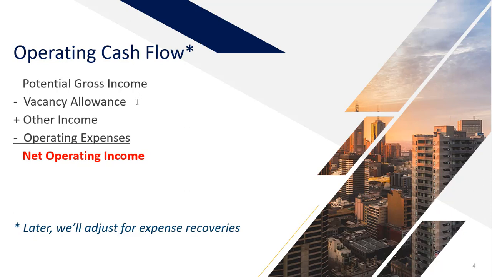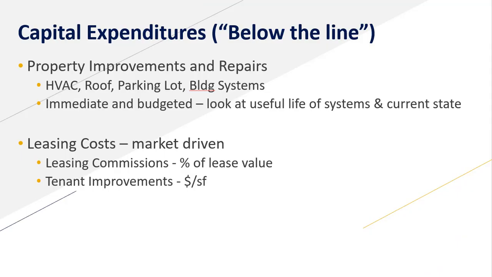We got the potential gross income. We're going to subtract out the vacancy allowance, add in other income, take out all the operating expenses, and the result is this thing called net operating income. A little asterisk here. Later on, we're going to add another source of cash flows coming in, and that would be the expense recoveries. We've touched on those in other discussions where we might have triple net leases or modified gross or even base year stop leases. There could be income coming from our tenants in order to help pay for the expenses that they are incurring in the property. Well, let's move on to the next category and look at capital expenditures.